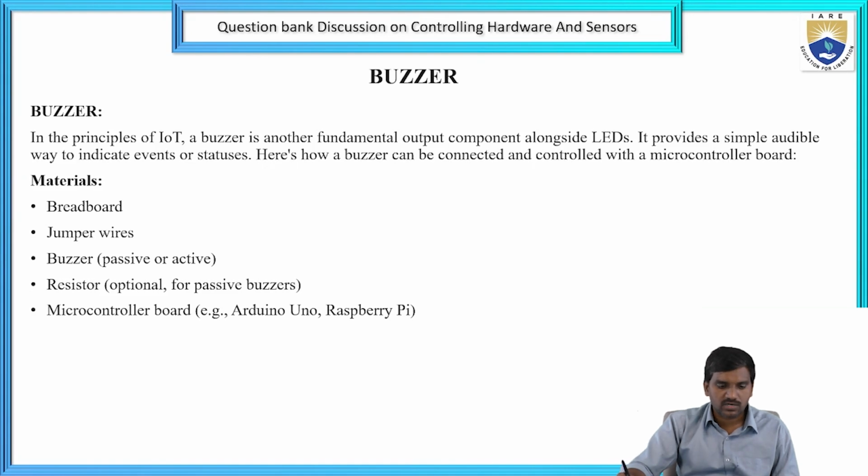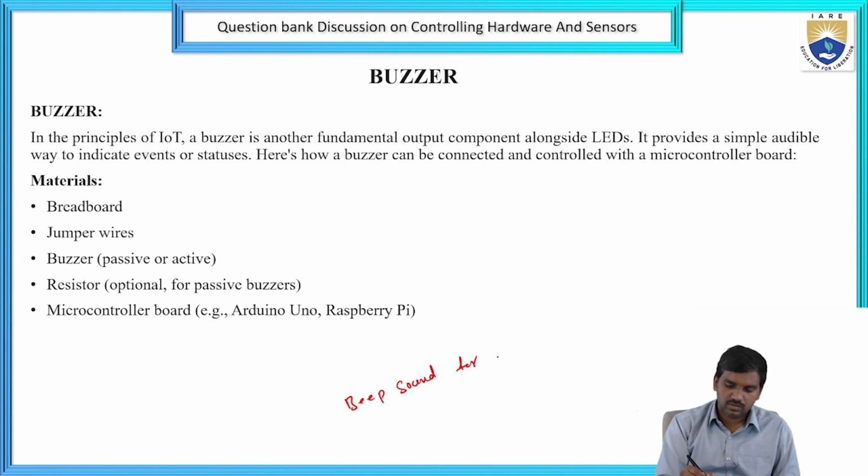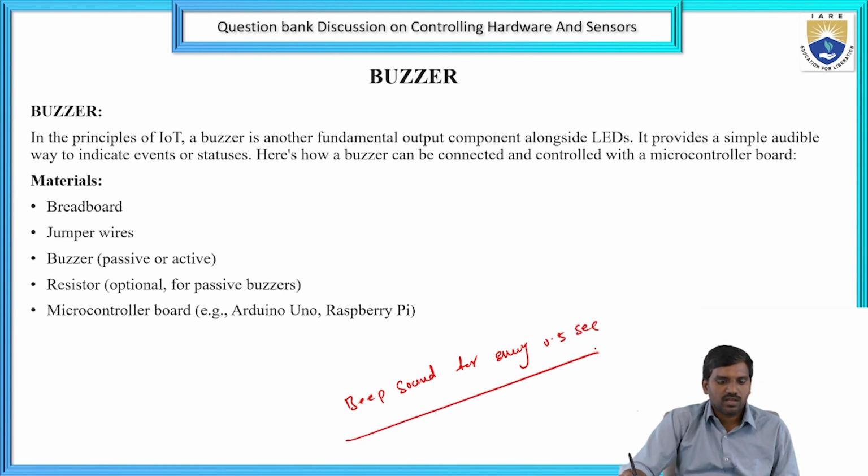And the second one, buzzer. It can give a beep sound for every 0.5 seconds. In the principle of IoT, the buzzer is another fundamental output component alongside LEDs. It provides a simple audible way to indicate events or status.